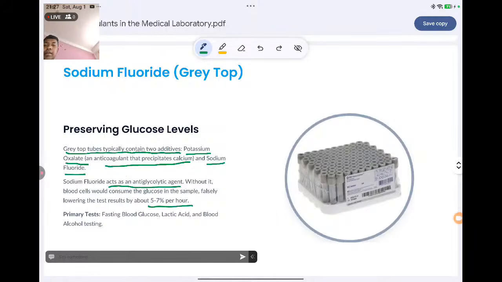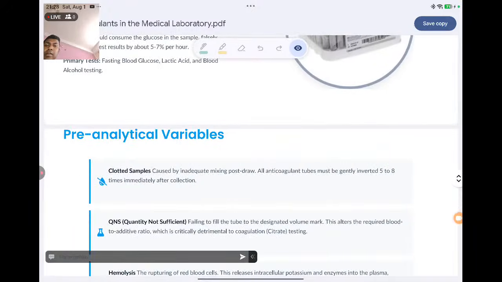The main tests which are done using sodium fluoride tubes are fasting blood glucose, lactic acid, and blood alcohol test. So I will jump to the next slide.